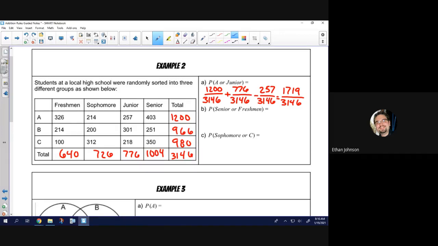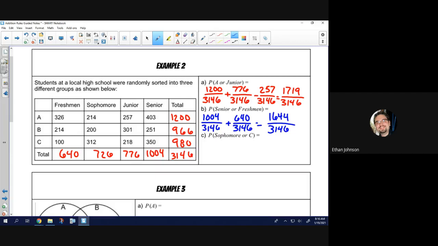So seniors, we had 1,004 seniors out of 3,146, plus we had 640 freshmen out of 3,146. I'm not subtracting because they are mutually exclusive. I am going to add across them. So I should get 1,644.